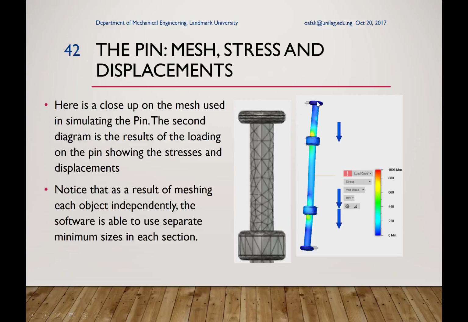So you can see that the edges of this pane are basically free of load. They are essentially there for aesthetics. They are not carrying anything. If you really want to do away with them, it's not going to cause any structural problem for you. So notice that as a result of meshing, each object is independently, the software is able to use separate minimum sizes in each section. You can see that the mesh sizes here are bigger than the mesh sizes inner here.